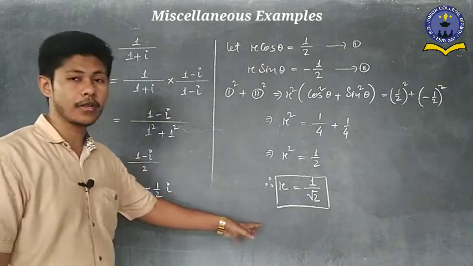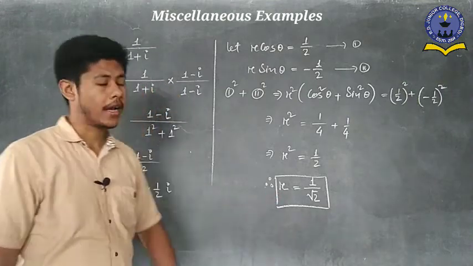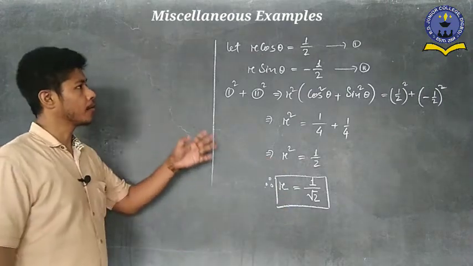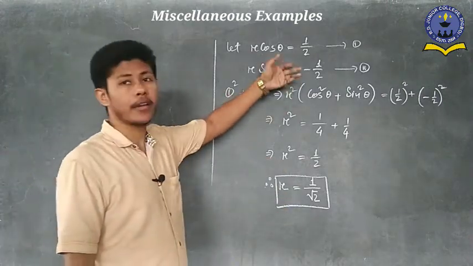I think all of you understood this. This is the modulus part, and next we have to find the argument part. In the argument part, all of you know what you have to do, 2 divided by 1, isn't it?